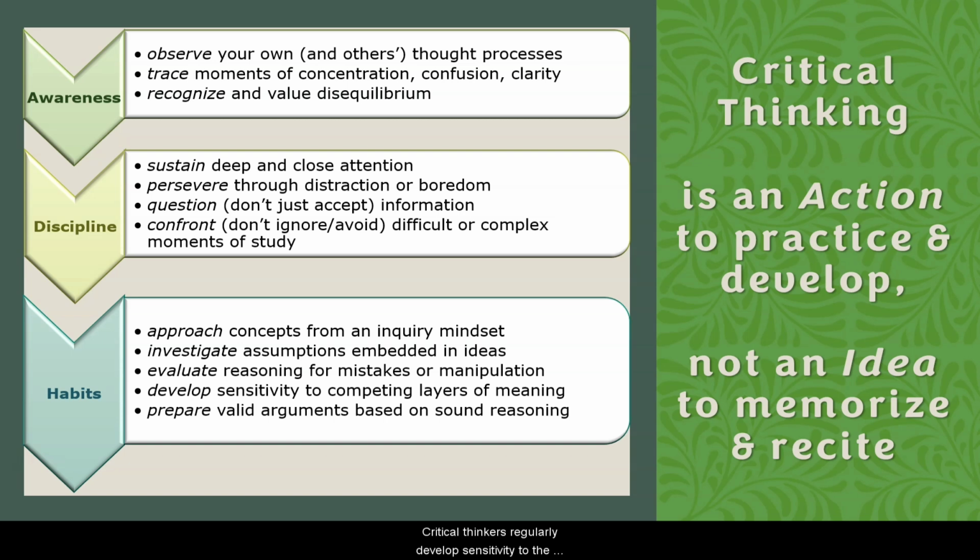Critical thinkers regularly develop sensitivity to the competing layers of meaning. So as critical thinkers looking at complexity, we're always going to look at the surface level of what is expressed, but we're going to look deeper beyond the surface at what is implied, what is suggested. We're going to use our imaginative faculties to say, I'm confronted with this idea, but what are the possible outcomes or the possible consequences of thinking in this way? And then, of course, the ultimate goal, why we're here in English 126, we want to be able to prepare valid arguments based on sound reasoning.